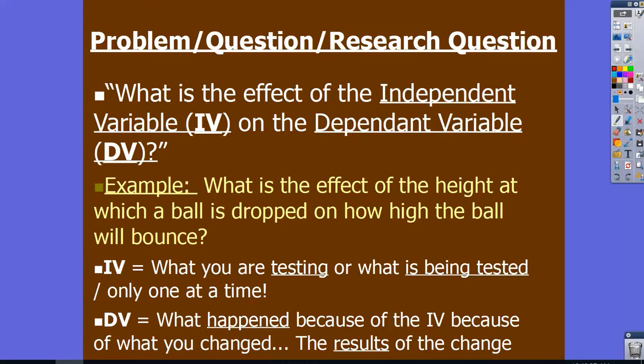The IV, or the independent variable, that's what we are testing. There's only ever one. So in the case of this example, it's the height at which the ball is dropped. That's what I'm controlling. I'm controlling how high the ball is dropped from.